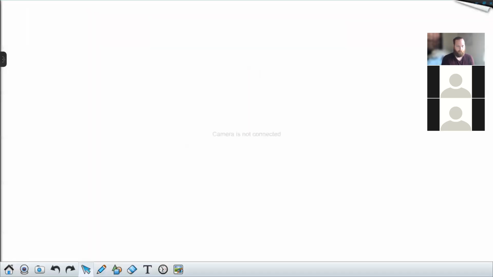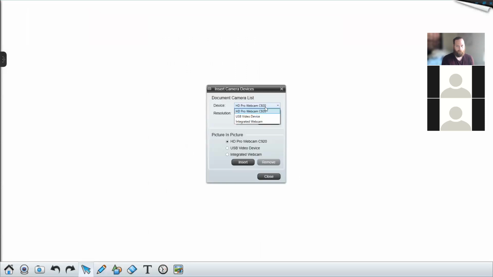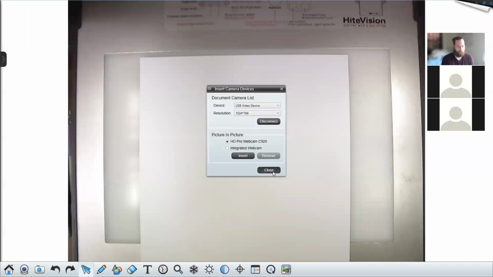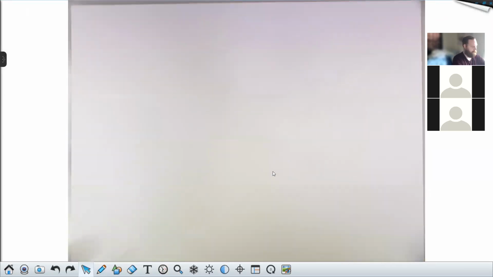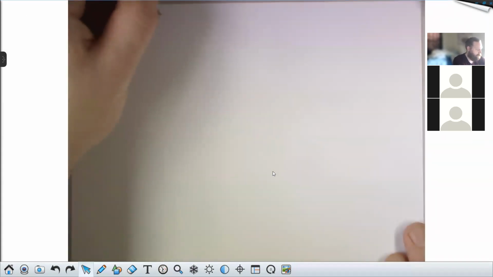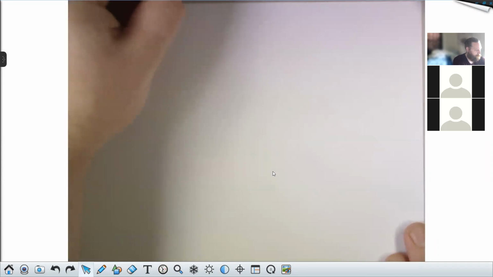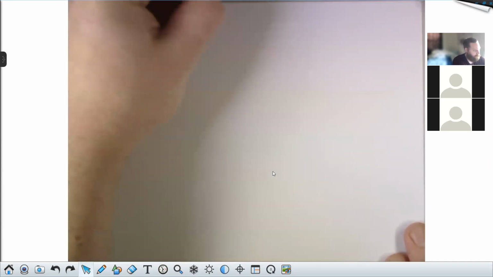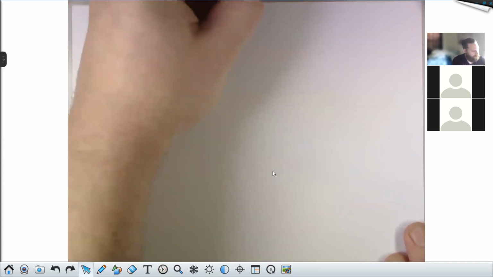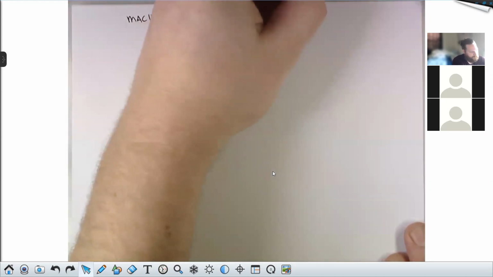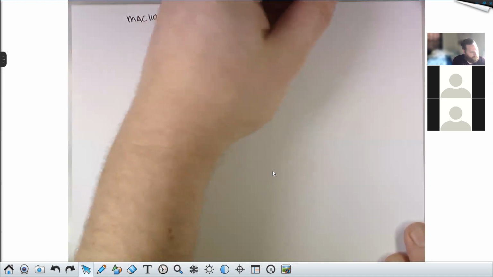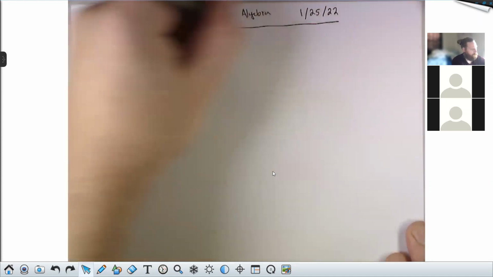So I'll get that stuff in writing just to make sure it's all nice and clear. First, of course, this is MAC 1105, section 015, which is college algebra. And the date today is the 25th of January, 2022.